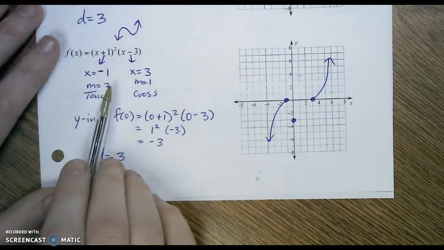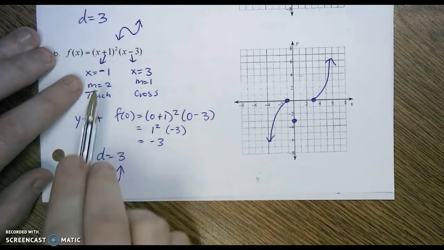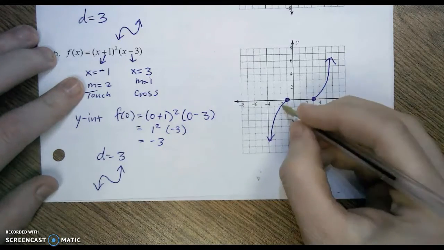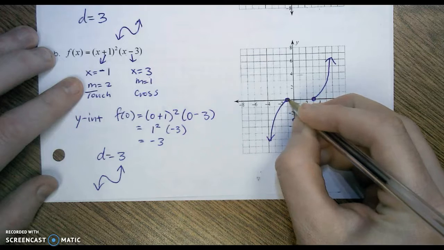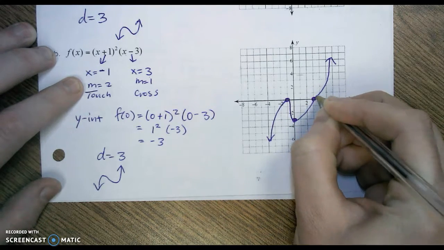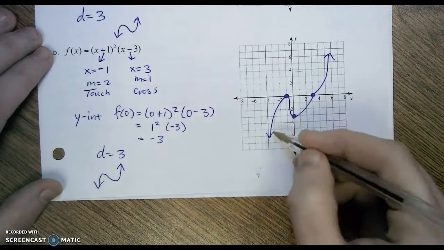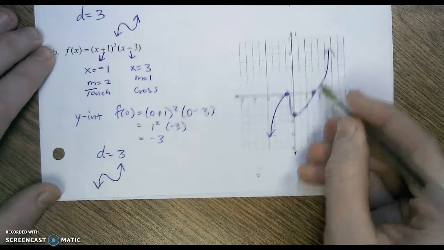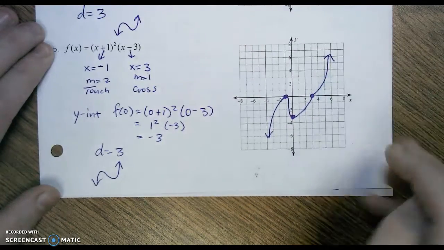And then we see at negative 1, it just touches. And at 3, it crosses through. So at negative 1, it touches, it bounces back, connects to that y-axis, and then crosses through on the 3. So it goes up, touches, bounces down to get the y-intercept, and then crosses through on the 3.